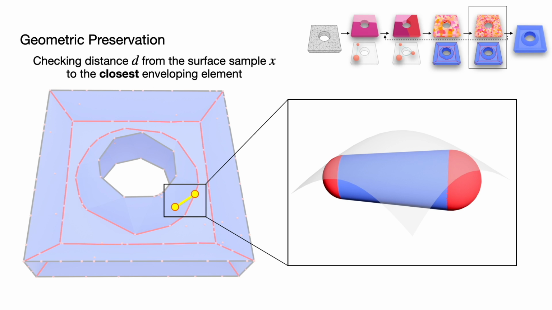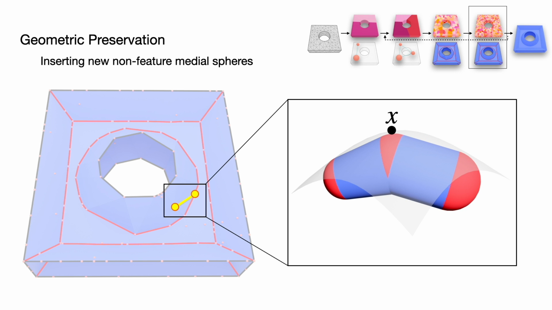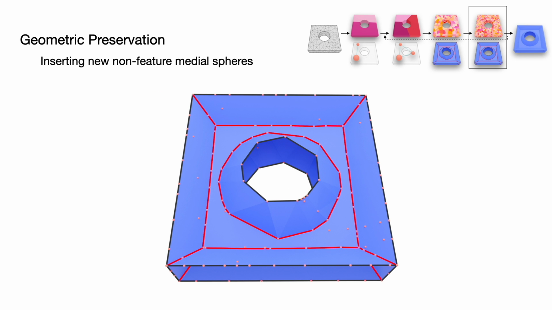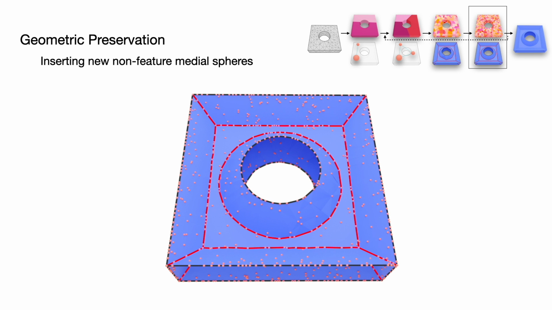In this example, we show the closest element as the medial cone. If the ratio of the distance d_i over the diagonal of the bounding box is larger than a user-defined threshold, we insert a new medial sphere using the sphere shrinking algorithm. We show the centers of generated medial spheres before and after the geometric preservation in red dots.